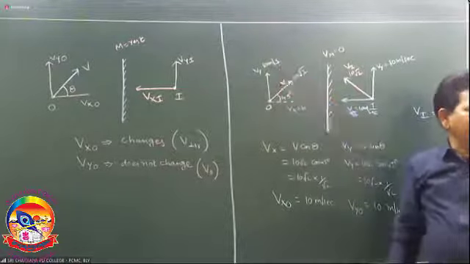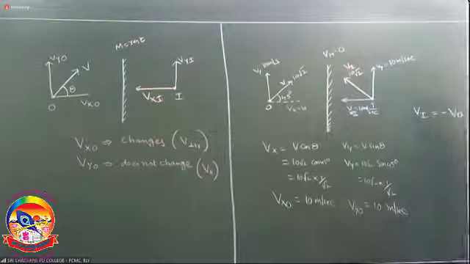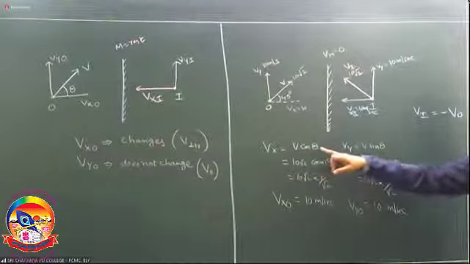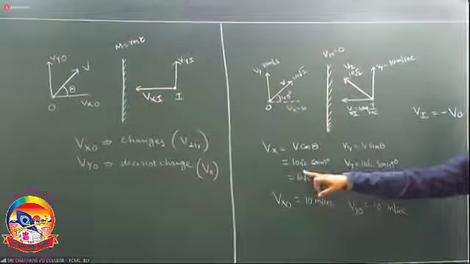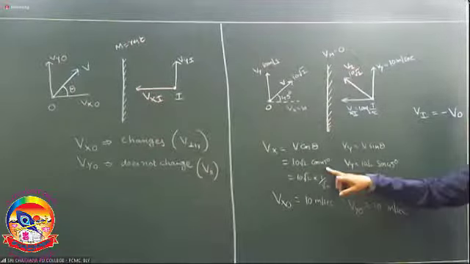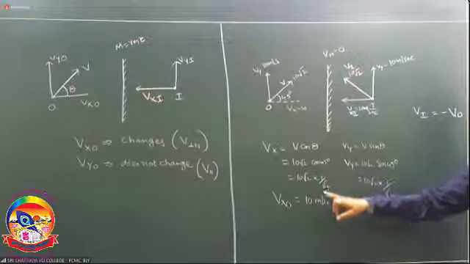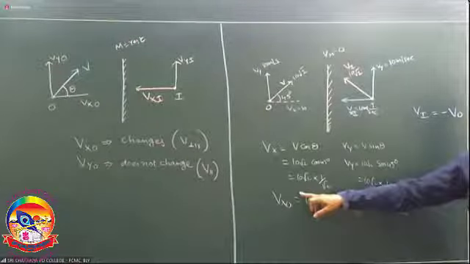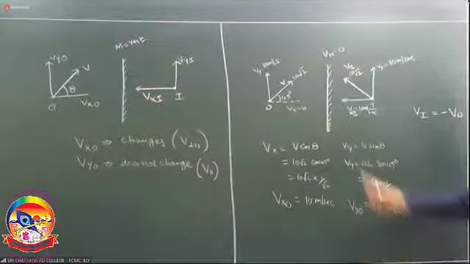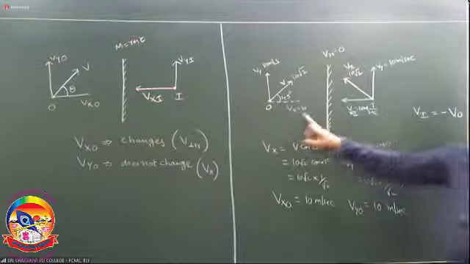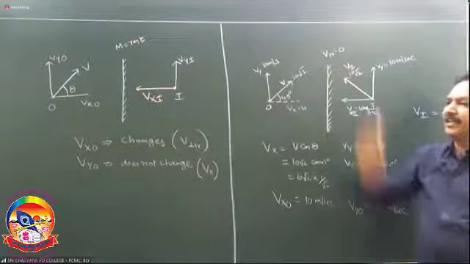How did I calculate this? Vx is equal to V cos theta, which is 10 root 2 cos 45. Cos 45 is 1 by root 2, so root 2 cancels and Vx is 10. Vy value is also 10. So Vx is 10, Vy is 10.